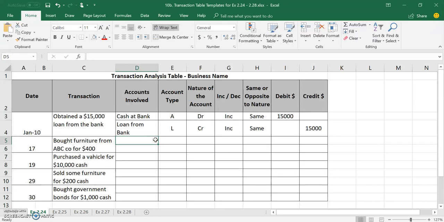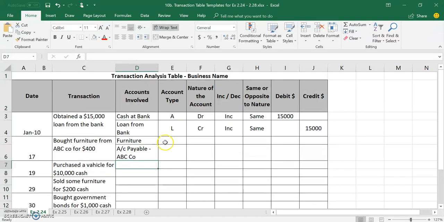On the 17th, I bought furniture from ABC Co. for $400. Okay. In terms of the accounts impacted, obviously furniture. So I bought that. Okay. And then I bought that from ABC Co. and it doesn't mention cash at all. So I'm going to assume that I bought that on accounts payable from ABC Co. So I want to know who I owe that money to.